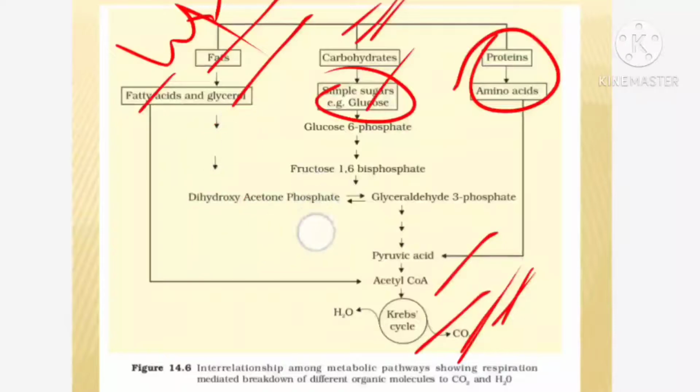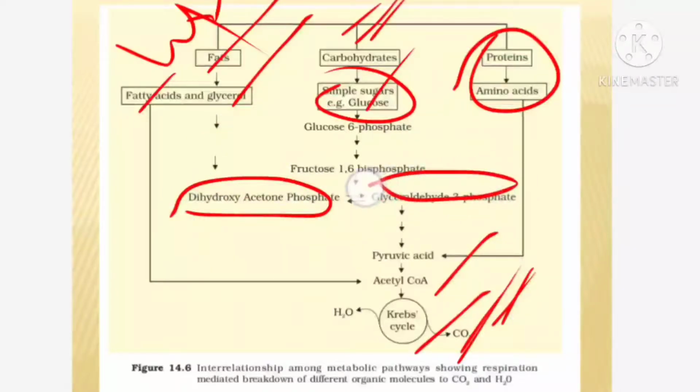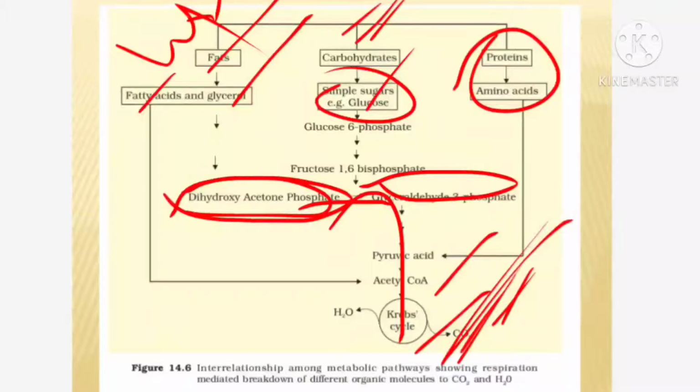So, you know dihydroxyacetone phosphate is equivalent to what? Glyceraldehyde 3-phosphate. They are reversible, and this dihydroxyacetone phosphate is entering the glycolysis stage and the whole process takes place, and what is released? The energy is released. That is regarding glycerol.